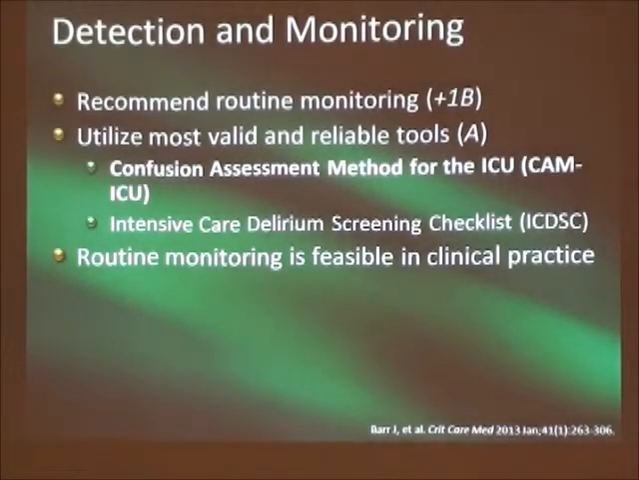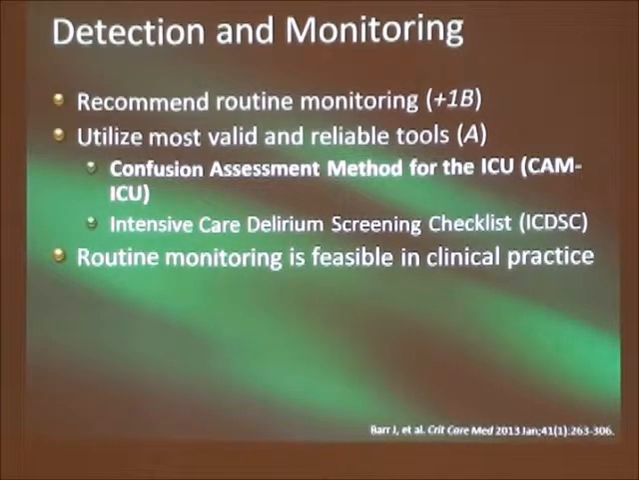Monitoring, recommend routine monitoring. Look at that. Comes up again. Utilize most validated and reliable tools. There it is, Confusion Assessment Method for the ICU. Yes, that's what we use. Another tool that they also recommend is the Intensive Care Delirium Screening Checklist. Now, ICDSC, that's what I call it. I know there's another C in there, but it's one that other institutions are using, but most institutions use CAM-ICU.